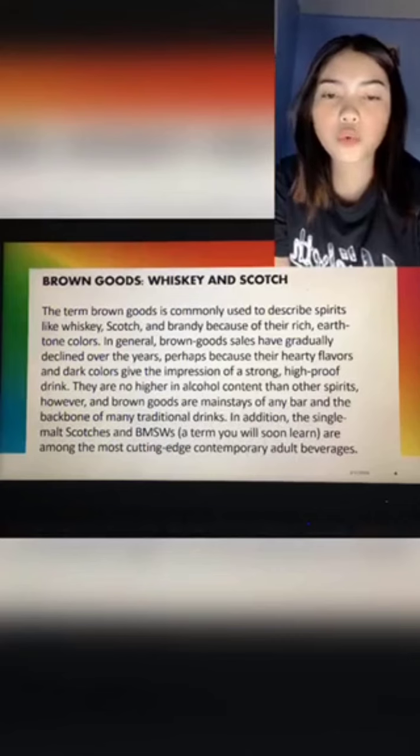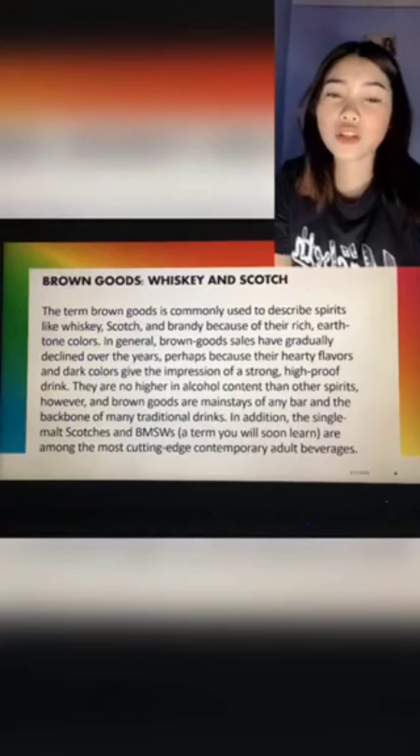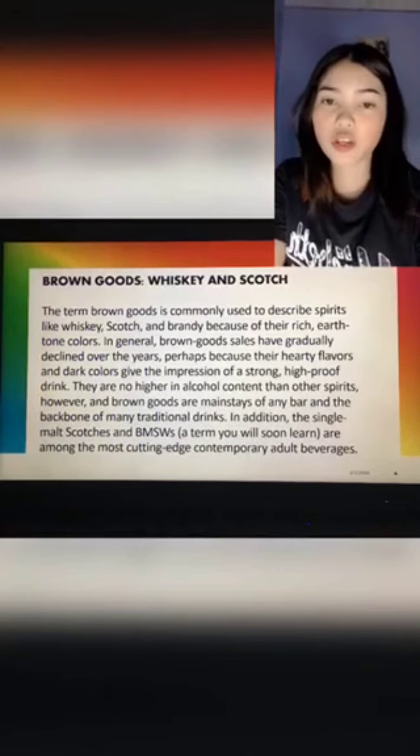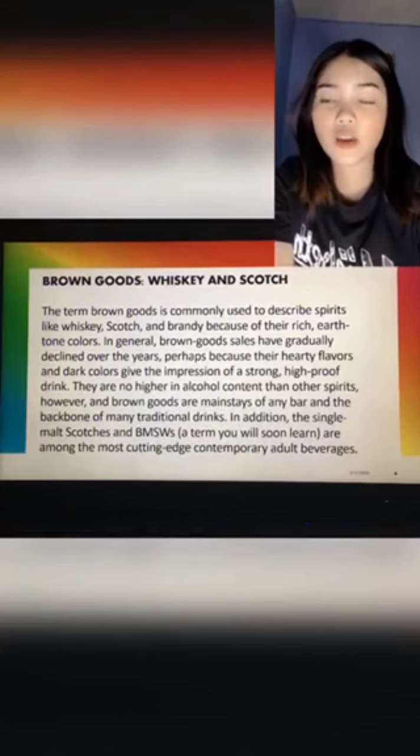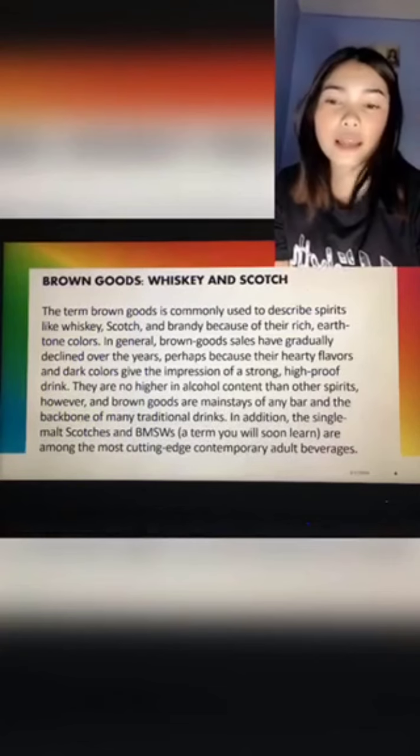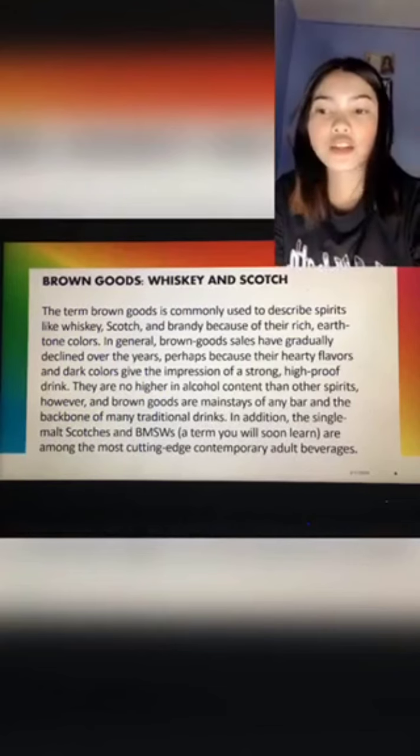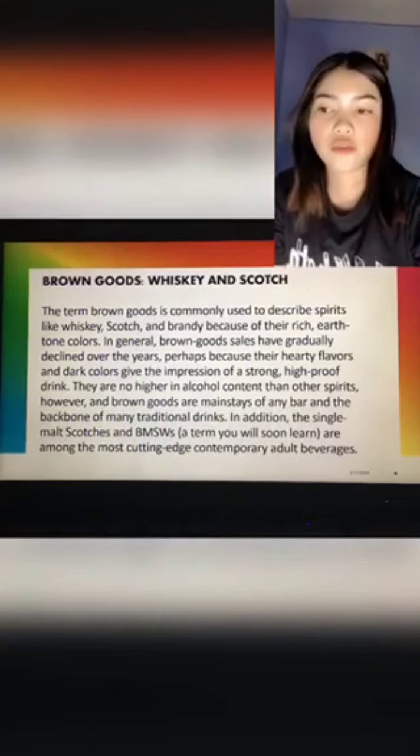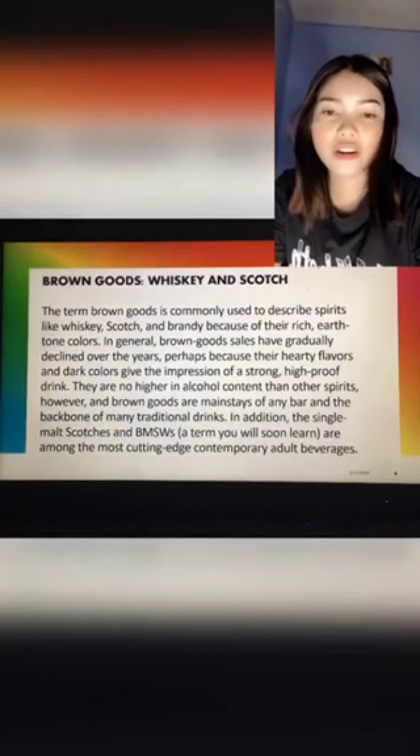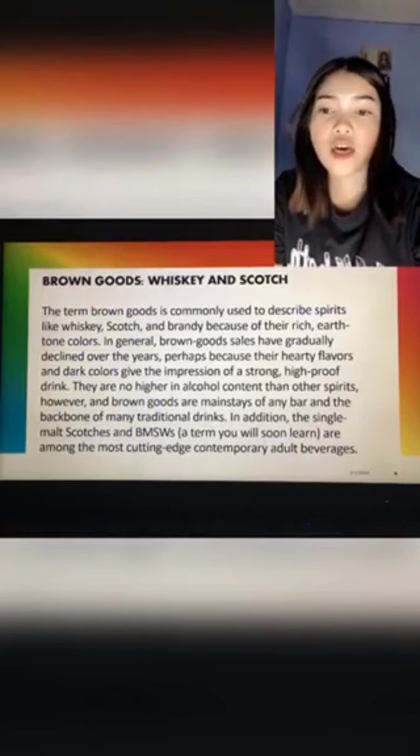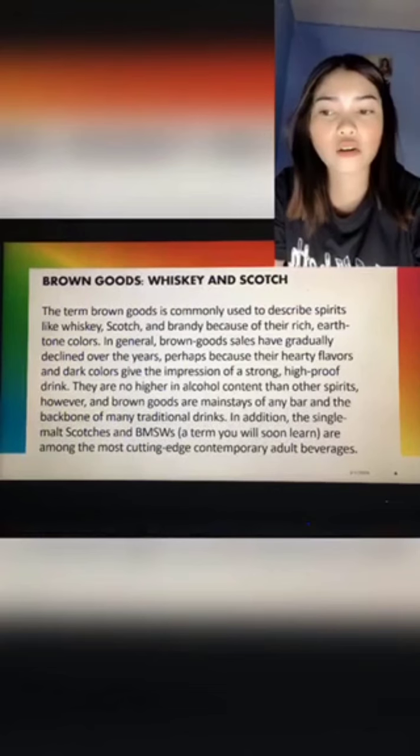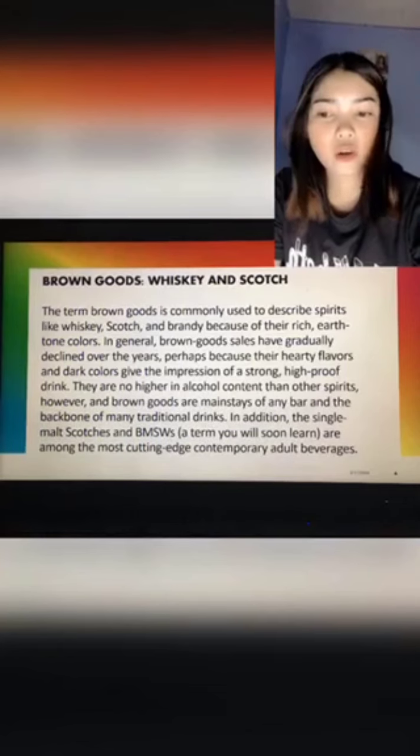Brown goods: whiskey, Scotch. The term brown goods is commonly used to describe spirits like whiskey, Scotch, and brandy because of their rich earth-tone colors. In general, brown goods sales have gradually declined over the years, perhaps because their hearty flavors and dark colors give the impression of strong, high-proof drinks. They are no higher in alcohol content than other spirits.